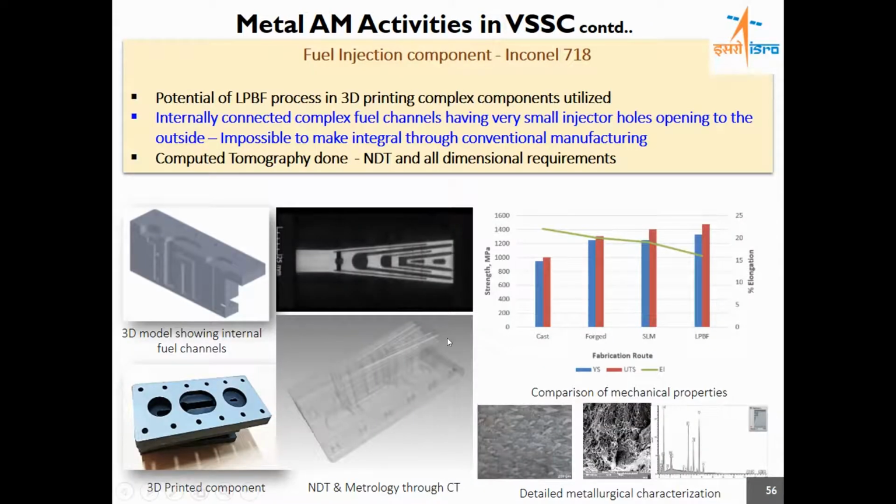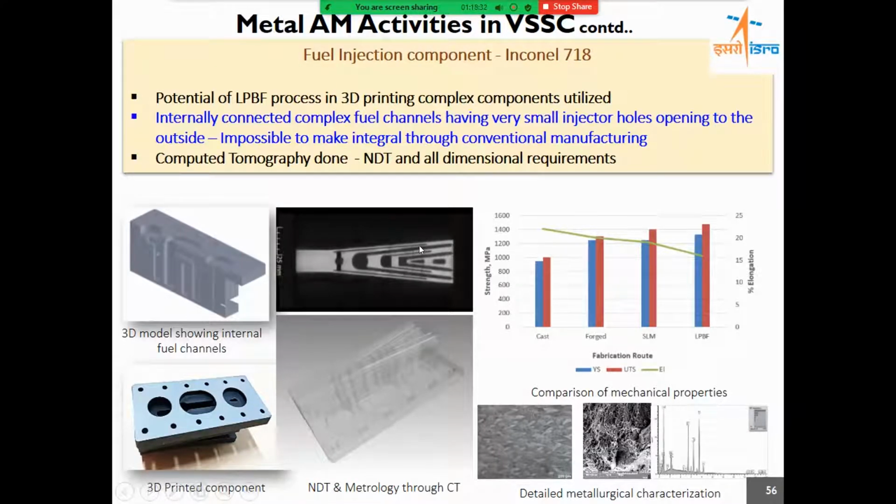This is another very complex component which we tried to make through the 3D printing route. Here you can see the computed tomographic images of this component. This is called a strut for fuel injection. You can see this is a cut-up section of it. All these channels here are of 3 mm diameter, and there are interconnections between these channels with an opening of 0.8 mm diameter.